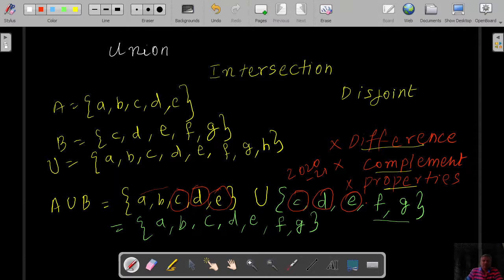union B. Now when you take A intersection B, only the common elements you will write. Which are the common elements? You can note here that it was only C, D, and E. So these were the common elements, and that we have written. So I explained to you what is union, what is intersection. Now disjoint, I will come to that later.